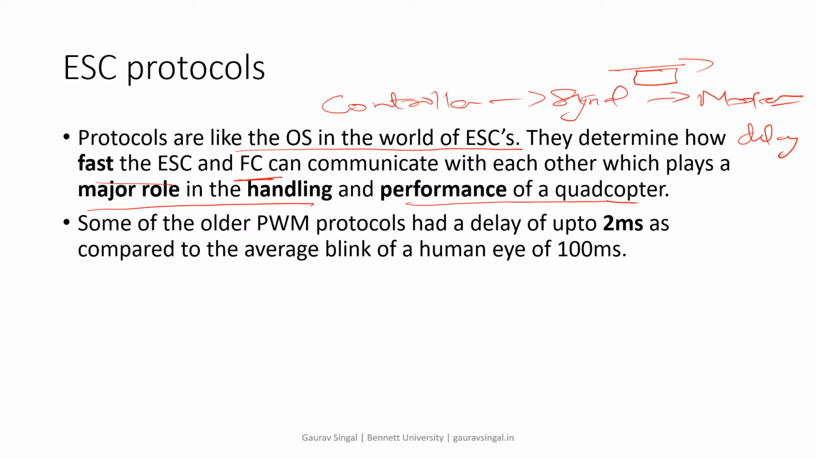Some of the older PWM protocols had a delay of 2 milliseconds, compared to the average blink of a human eye, which is 100 milliseconds. So the average blink of a human eye is 100 milliseconds, but the PWM protocol delay, transferring data from one side to the other, takes around 2 milliseconds. So you can say it is good enough, but we can reduce it to microseconds.